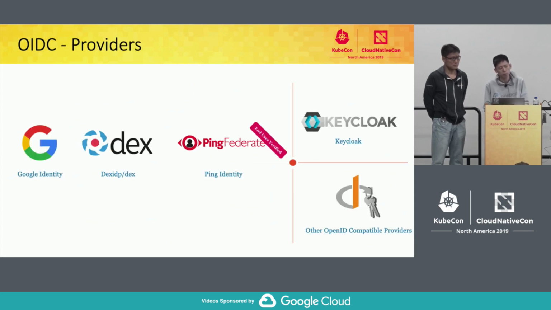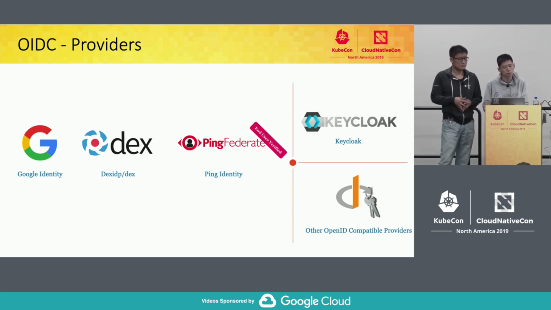And so these are the OIDC providers that we've tested against. So Google, Dex, Ping Federate, Keycloak. We also tested against Auth0 and Okta, which will be in the 1.10 release.